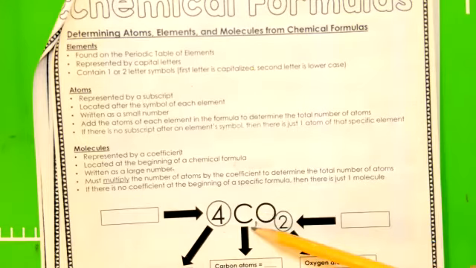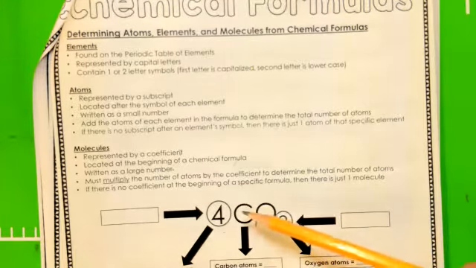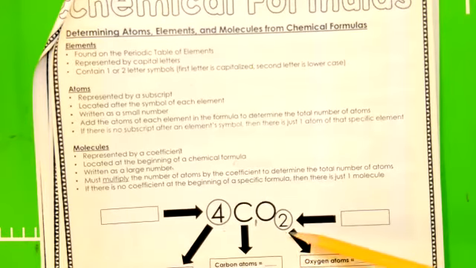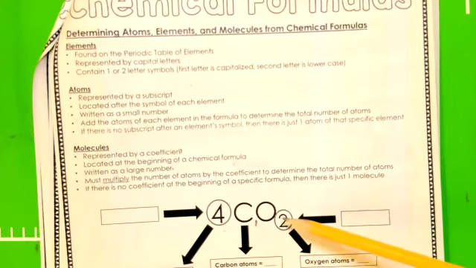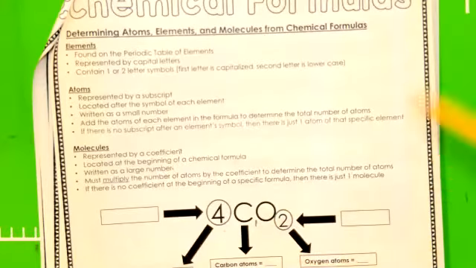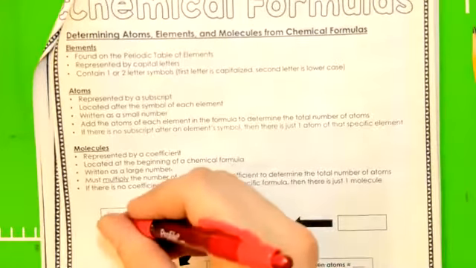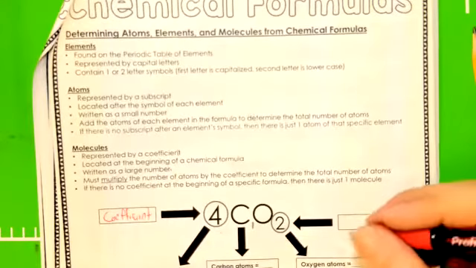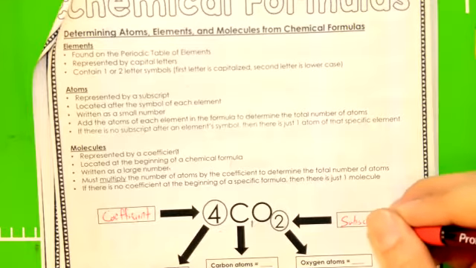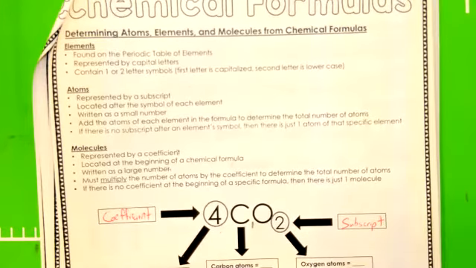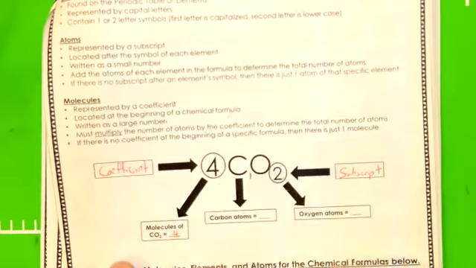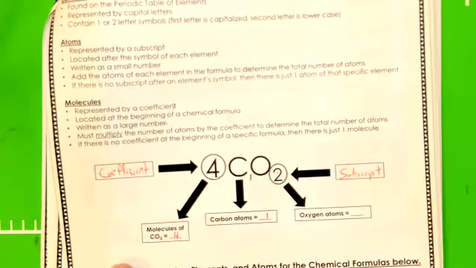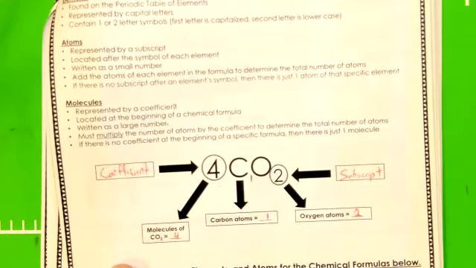So if you're looking at just the carbon, you would have 1 carbon in a molecule of CO2, but since there's 4 molecules, you have 4 carbons. And since in CO2 there's 2 oxygens, in 1 molecule you only have 2, but in 4 molecules you're going to have 8, 4 times 2, okay? So this big number right here is called your coefficient. And that small number is your subscript. As you see, we have 4 molecules of CO2 here. We have 1 carbon atom, and we have 2 oxygen atoms.